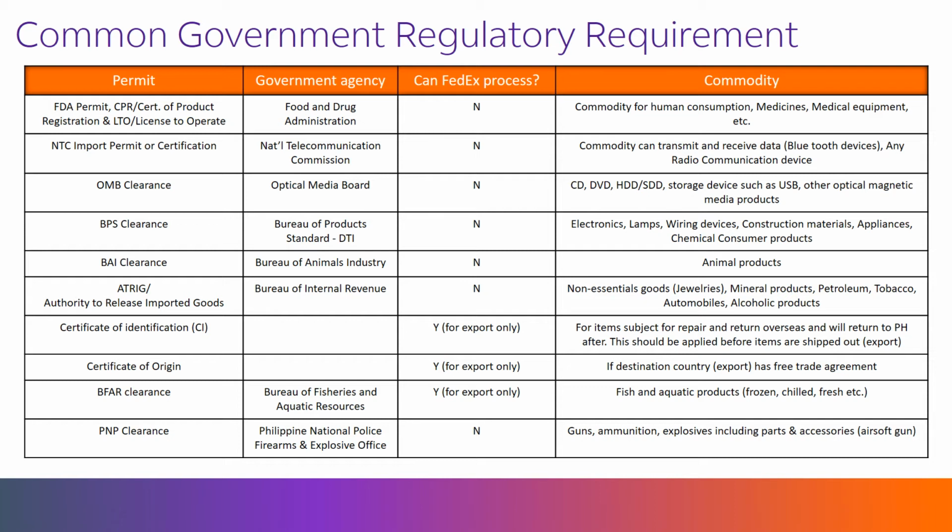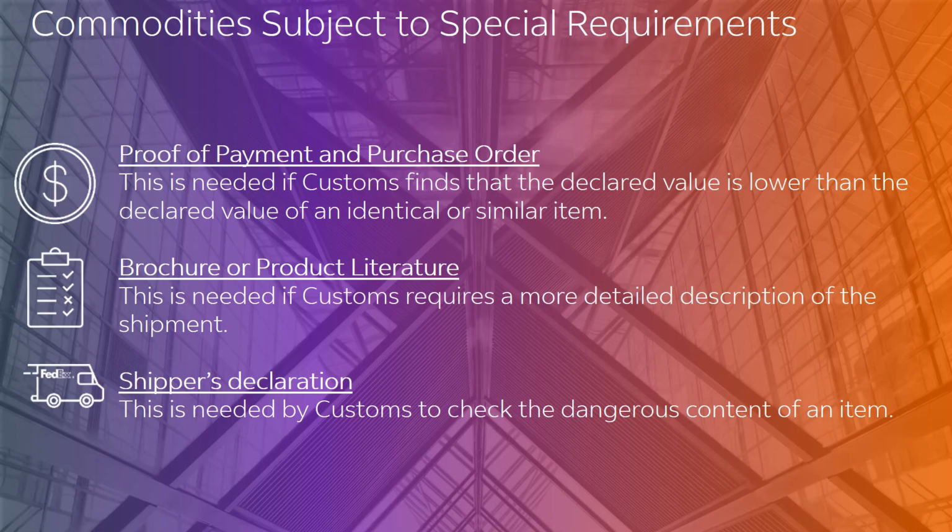The following are the common requirements: FDA permit, CPR or certificate of product registration, LTO or license to operate, NTC import permit or certification, OMB clearance, BPS clearance, BAI clearance, a TRIG or authority to release imported goods, CI or certificate of identification, CO or certificate of origin, BFAR clearance, and PNP clearance. Commodity subject to special requirements.